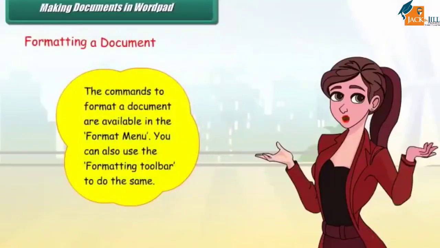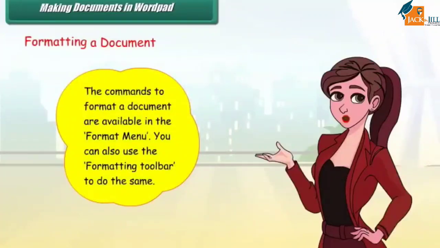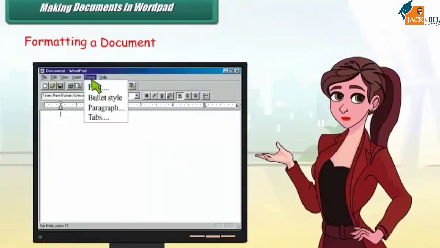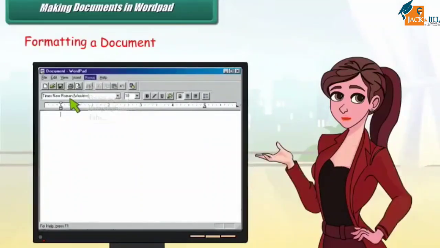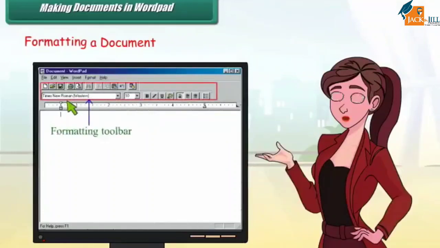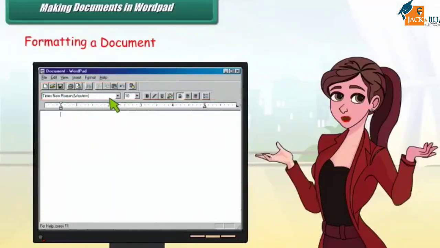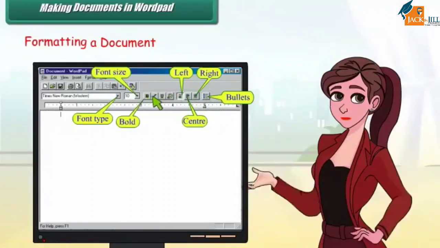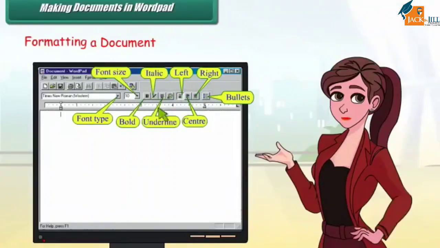The commands to format a document are available in the Format menu. You can also use the formatting toolbar to do the same. Teacher's advice: use shortcut buttons on the formatting toolbar. It will save your time in formatting a document. Font type, font size, left, center, right, bullets, bold, italic, underline.